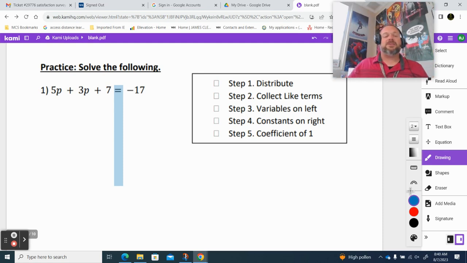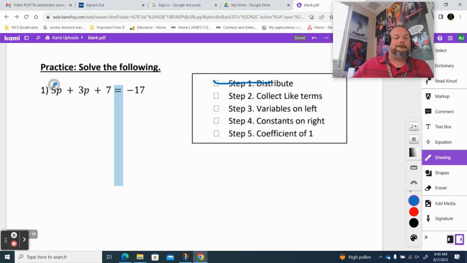So notice on our directions, I said distribute if needed. It says step one, distribute. So, do we have to distribute? No, we will distribute if we see parentheses. We don't have any parentheses, so we just cross it out, check it off. Okay, collect like terms.